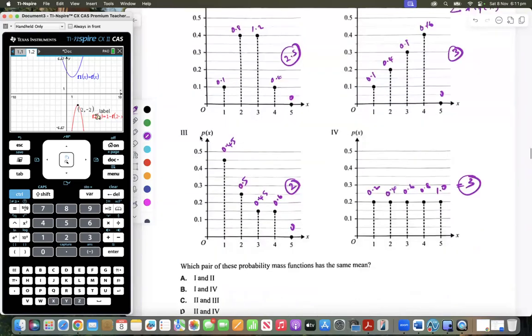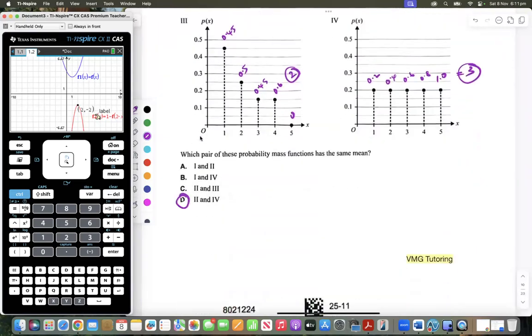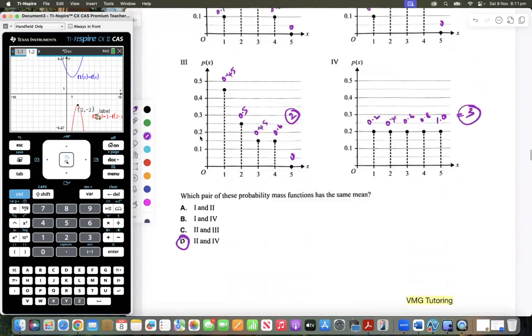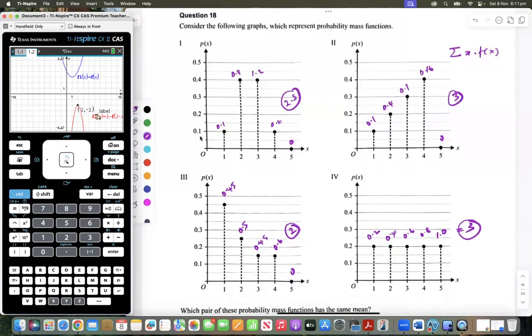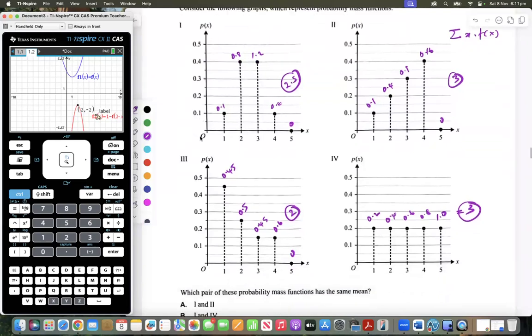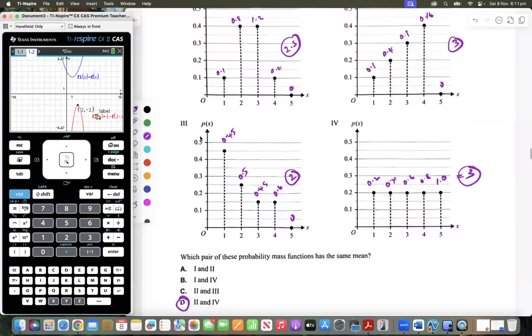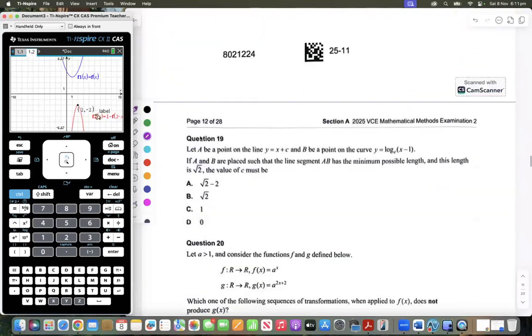So 2 and 4. This is the answer. You probably can do this question using a further method as well. You can add this into your calculator like a variable, like a spreadsheet, but it takes time. This method is quicker.